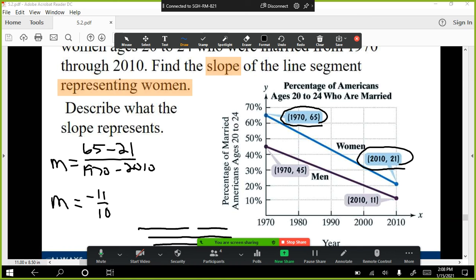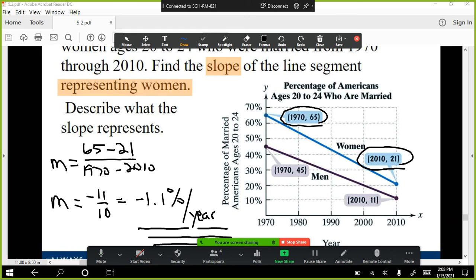So a lot of times they want you to change it to a decimal. If I change that to a decimal, 11 divided by 10, that is 1.1. And it is a percent per year. So that makes a little more sense. The negative just tells us it's shrinking, it's getting smaller and smaller, but it tells us that there's about 1.1% fewer women every year that are the age of 20 to 24 that's getting married.